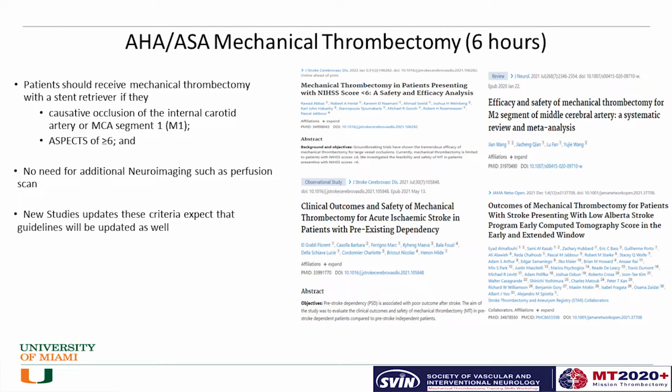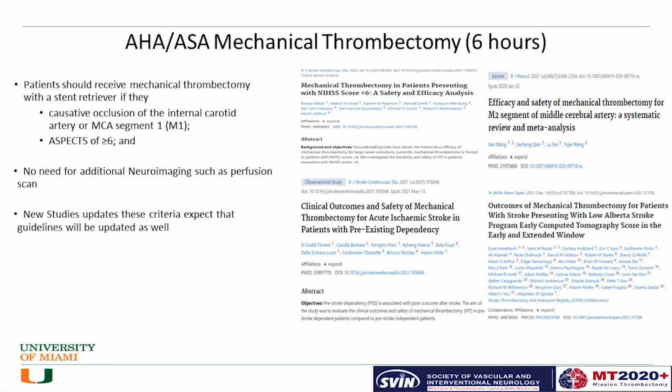So back to those guidelines. We've now recognized, and there are several studies published, that really we don't have to have all these features. So, for example, patients with an NIH stroke scale less than 6, they still have a large vessel occlusive stroke, they still benefit from mechanical thrombectomy. And so we don't have to have an NIH of greater than 6. For those patients with distal clots, M2 clots, there are now meta-analyses and many studies showing that these patients benefit if you can get to them.